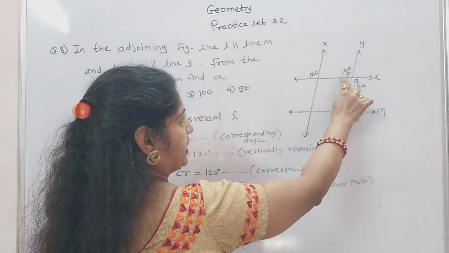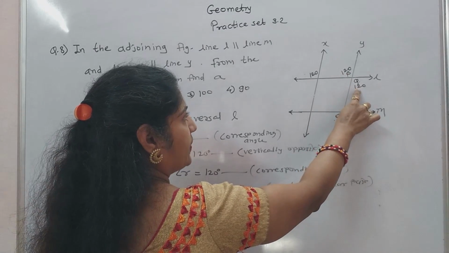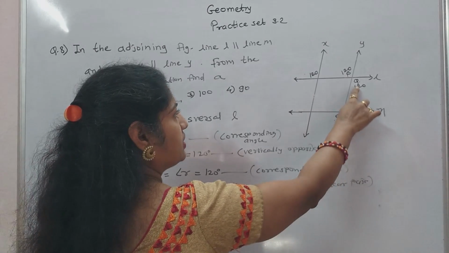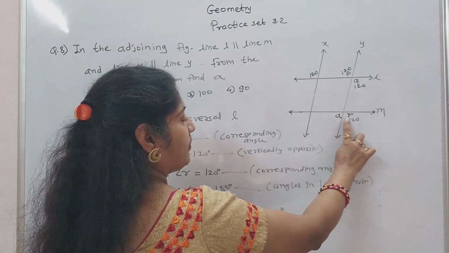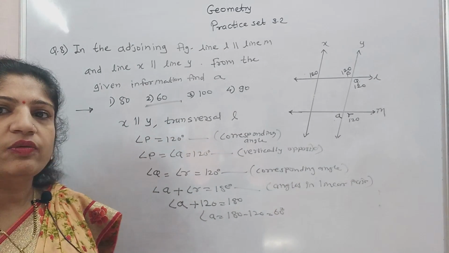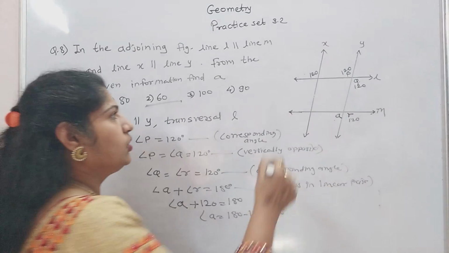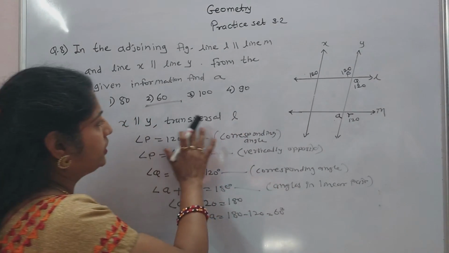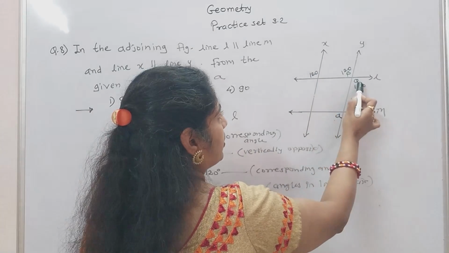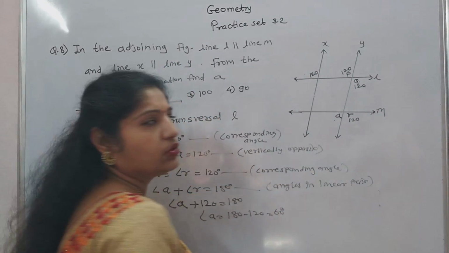120, corresponding angle, vertically opposite angle, 120 and R. This is the corresponding angle, and A plus R equals 180, linear pair. Put the value only, no need to write all this. A plus 120 equals 180, so A equals 60.